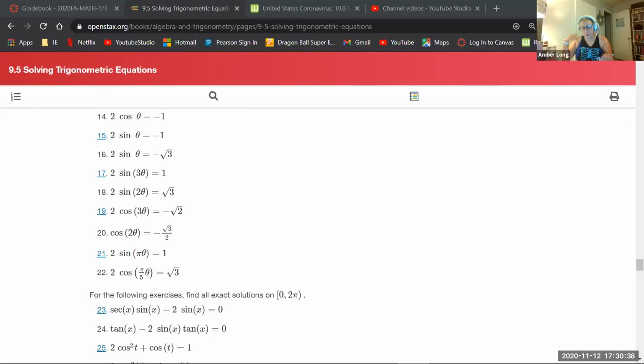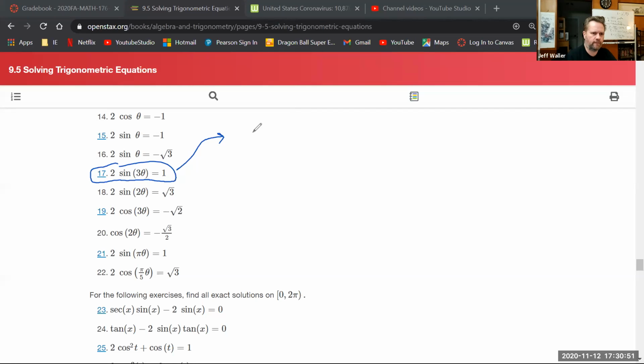The first thing you do is divide by 2, but then you have sine 2 theta. Do you divide by 2 again? Nope, not yet. See, that's where I'm so lost. Let's do this one. All right, here we go. Buckle up, everybody. So the first step would be to divide by 2.